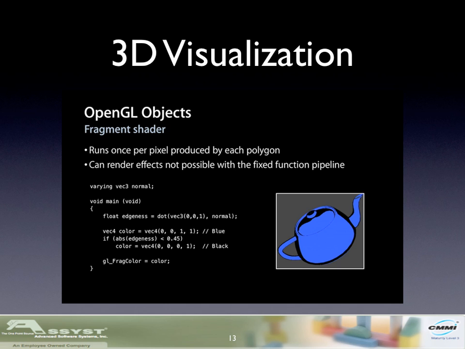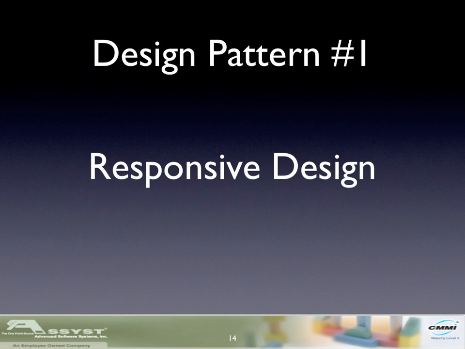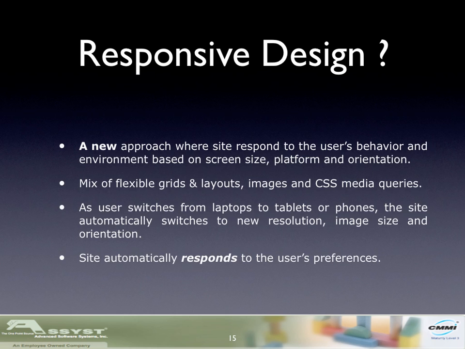Now, along with these trends, let's jump into some of the best design patterns which we can follow and practice to be prepared for the future. So the number one design pattern is something called responsive design. Responsive design is a new approach where the site responds to the user's behavior and environment based on screen size, platform, and orientation. Traditionally, people tried to do it by sensing the user agent and looking up the device's form factor in a database called WURFL, and based on what WURFL returned, a new page would have been sent back to the client.